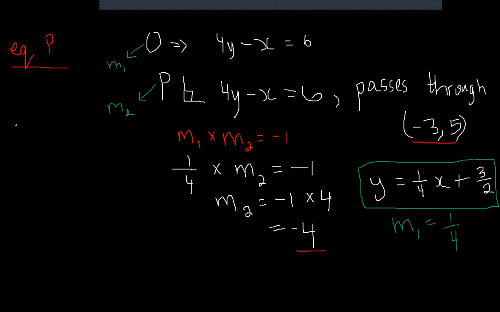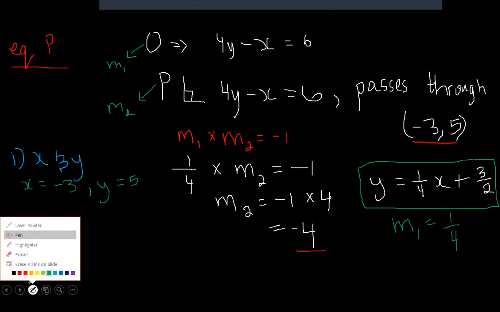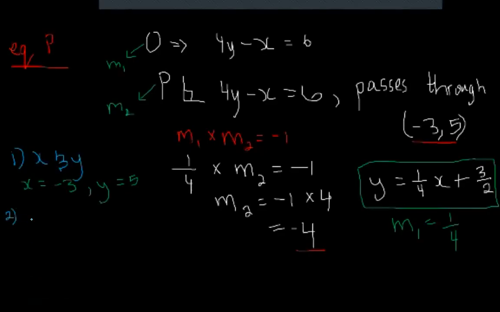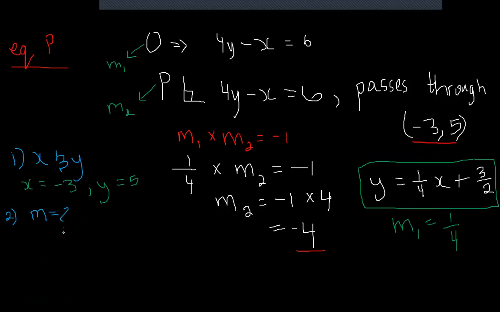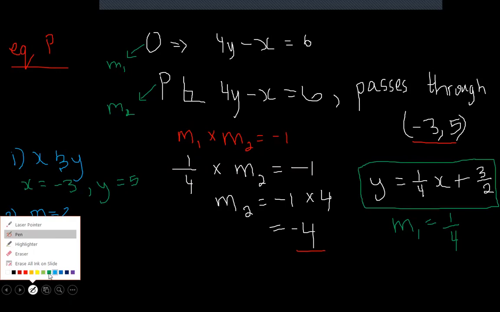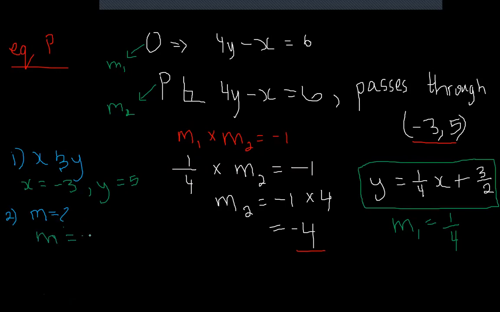All right, so can anybody tell me what's the first step? If I have a point and I have the gradient. Identify the x and y value. Identify my x and y. So what's x and what's y? X would be -3 and y would be 5. Second step. Okay, let me write it. We need to identify our m. So that's why I put m is equal to question mark. And they already told us that m is -4.